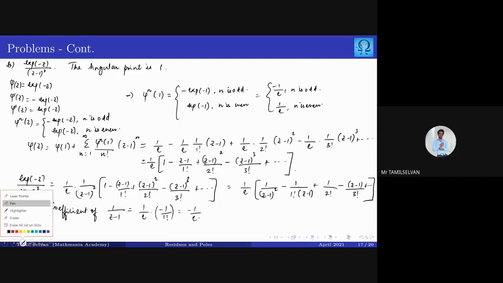Therefore, the integral of exponential of minus z upon z minus 1 squared around the curve absolute of z equals 3 is 2 pi i multiplied with minus 1 upon e, which is nothing but minus 2 pi i upon e. This is the integral value. Is that clear?